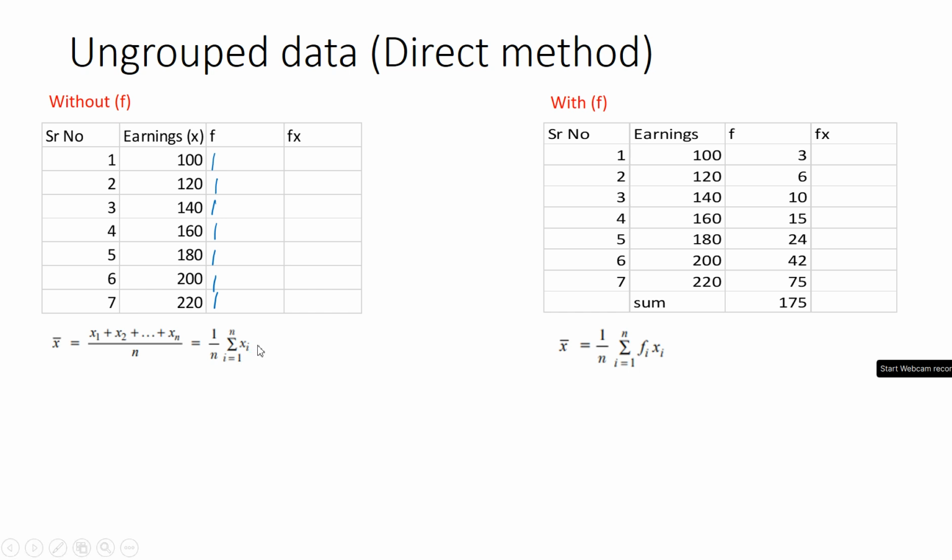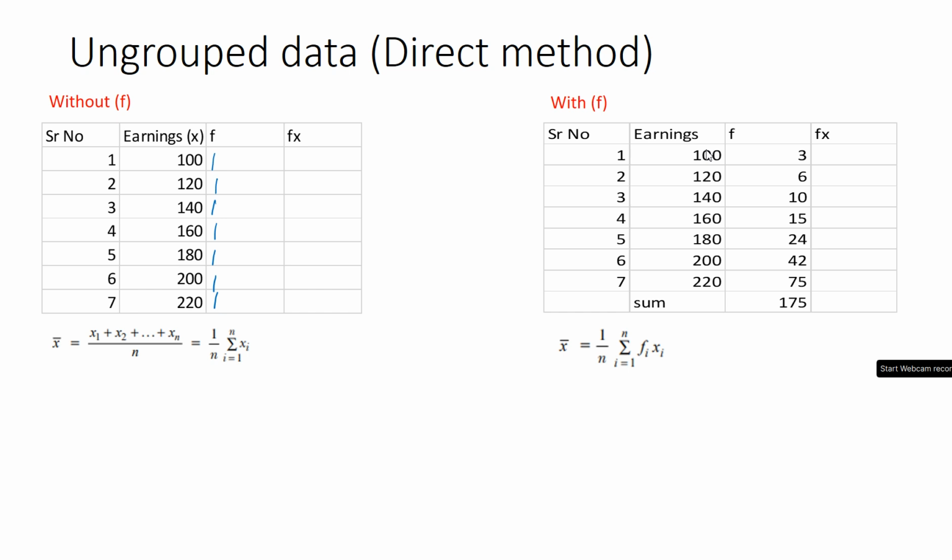On the right hand side, I have the same data, but in this case, I have 3 as a frequency against earning of 100. It specifically means there isn't only one person who earns 100 rupees, but there are 3 people who are earning 100. Similarly, 6 people earn 120. The highest amount earned is 220 by 75 people.